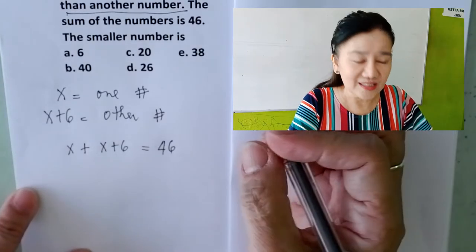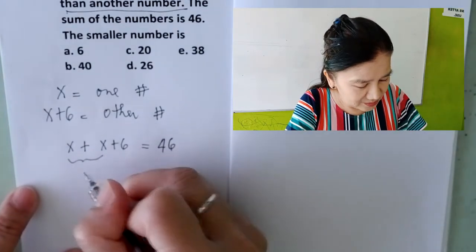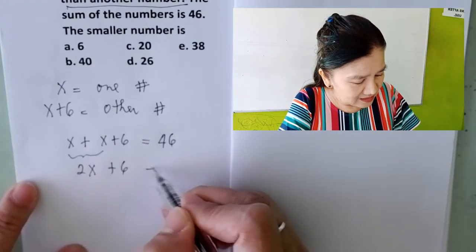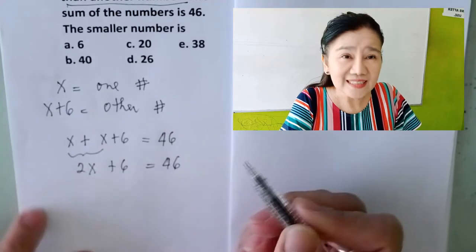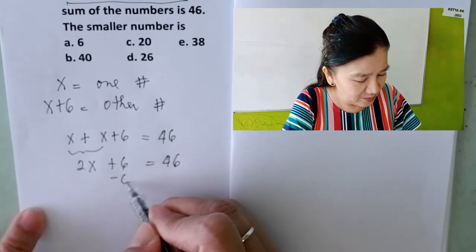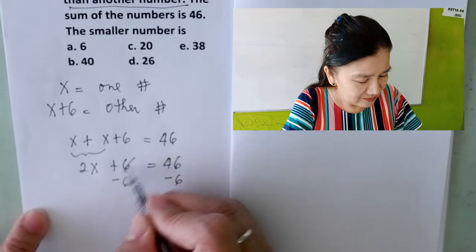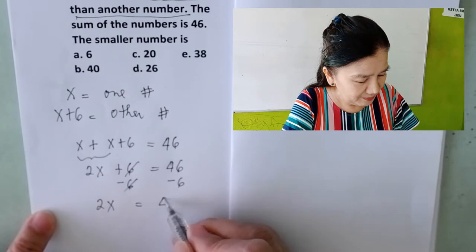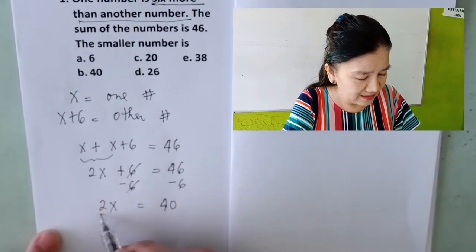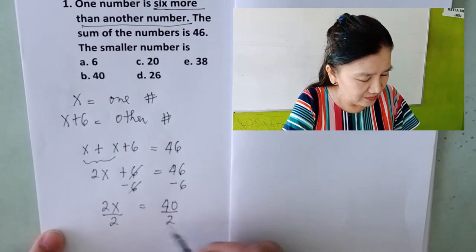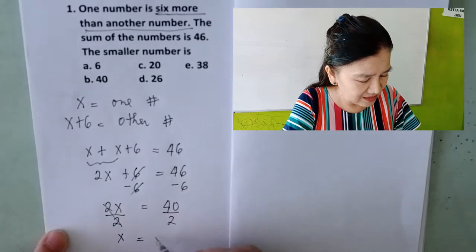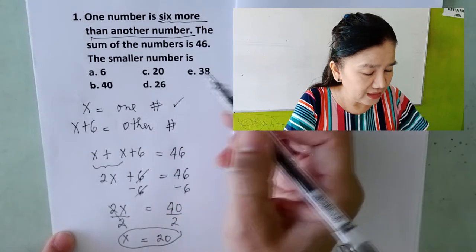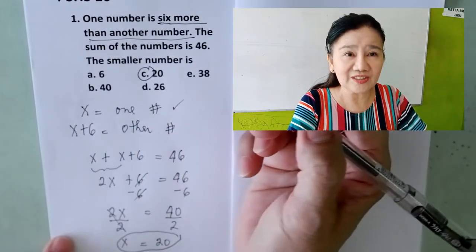Then using simple algebra, add these two, you have 2x plus 6 is equal to 46. Then subtract 6 from both sides to get rid of 6 here. You have 2x is equal to 40. To isolate x, divide both sides by 2. So x is equal to 20. So the smaller number is 20. The correct answer is letter C.